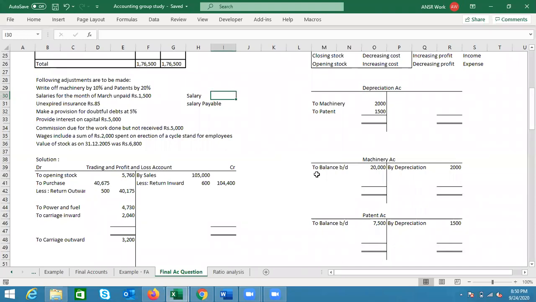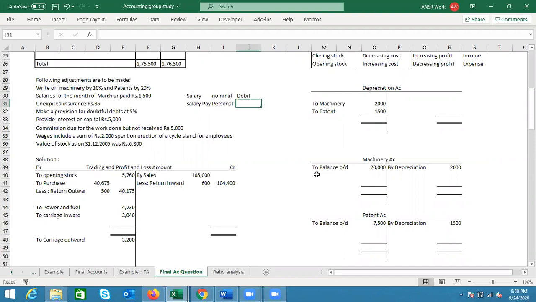Now, help me with determining the types of accounts. Salary is what type of account? Nominal. Perfect. And salary payable is? Salary payable, if you remember, represents the people to whom we have to pay the salary. Now, a nominal account, is it an expense or income? Expense. Debit all expenses. Perfect.